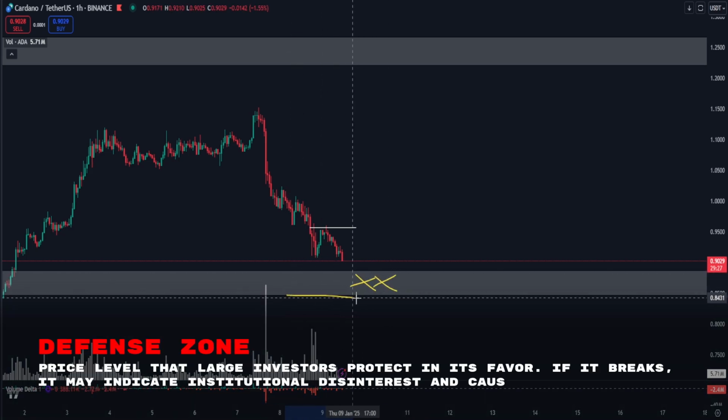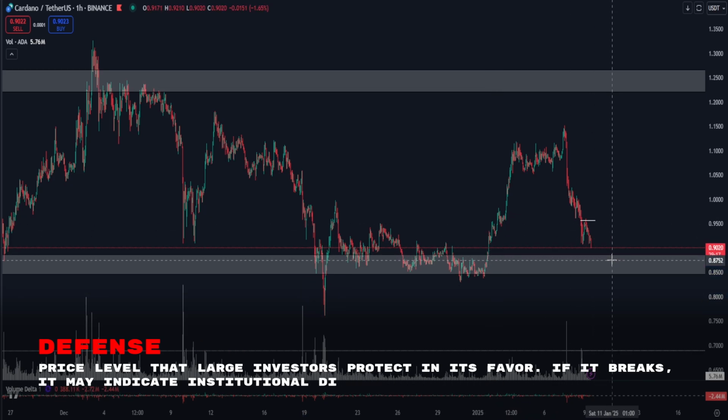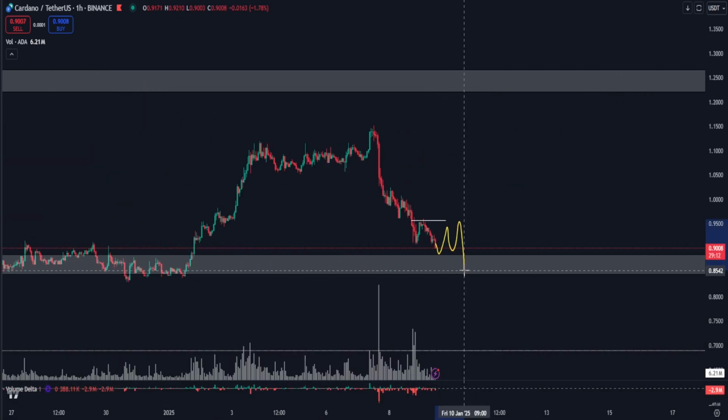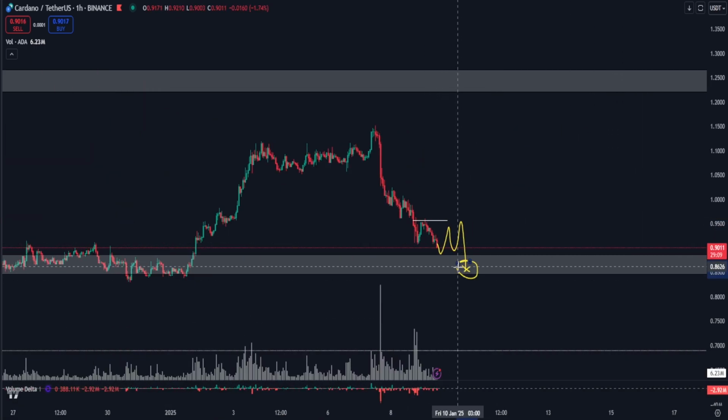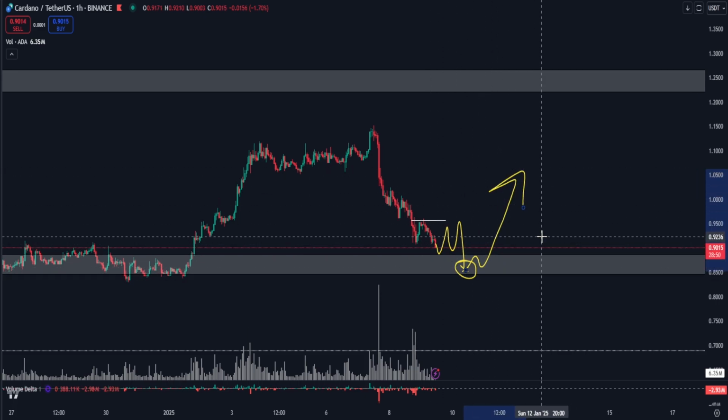However, what we don't want to see are too many traps. If we zoom out again, we can see that this defense zone has already experienced traps in the past. Therefore, we'd prefer not to see another trap below the defense zone, but rather to see the structure holding steady. Afterward, we'd expect the price to resume its upward move following the climactic action.